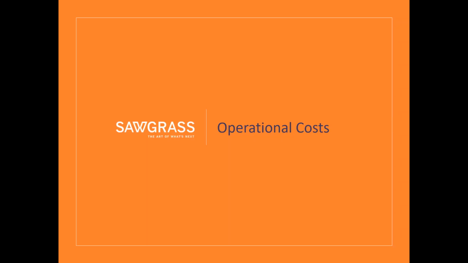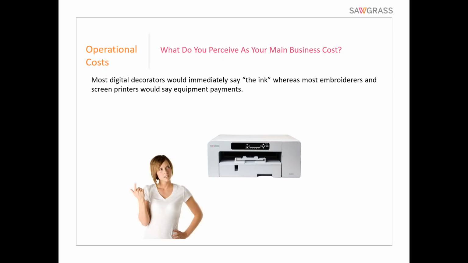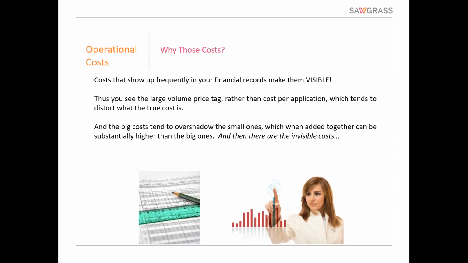All right, let's look real quickly at what operational costs truly could be. If you talk to a digital decorator, sublimator, anybody who uses ink, and you ask them what's the most expensive part of your business, they typically say the ink. I was an embroiderer, and I would say equipment payments, because my equipment was quite a bit more expensive than sublimation equipment. So it all depends on what people do when you ask them what their main business cost is. And a lot of that has to do with just visibility.